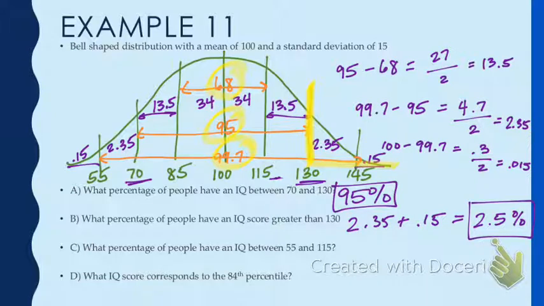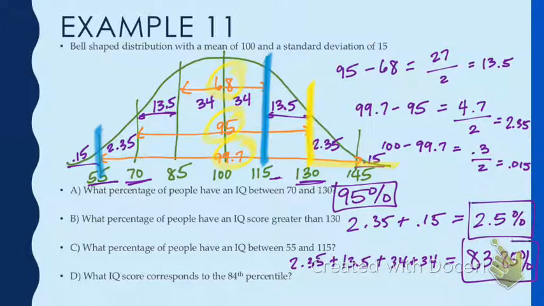The next one says between 55 and 115. Sometimes I will use a highlighter just to mark up where I'm going from. So I'm adding up 2.35 plus 13.5 plus 34 plus 34. That's 83.85 percent.